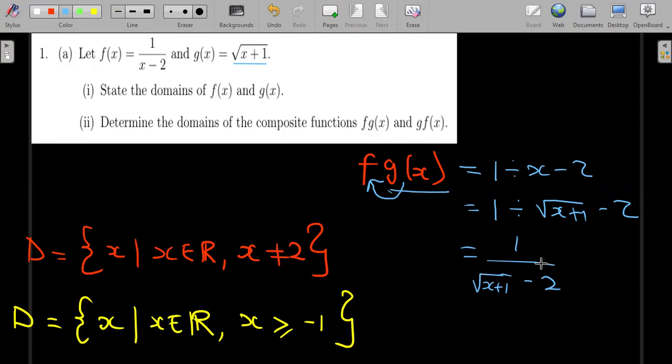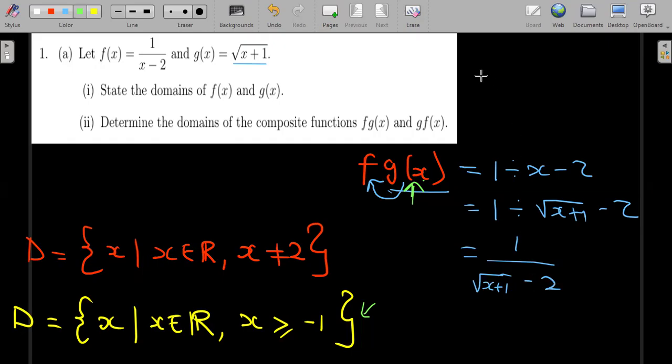So we need to find the domain of this composite function and then combine it with the domain of the input function here, which is g. The domain of g is just this one here in yellow. So let's find the domain of this guy. This has now become a rational function, in terms of a fraction. For a rational function, to find the domain, we just have to make sure that the denominator is never 0.